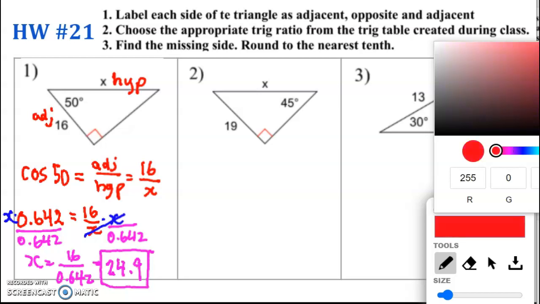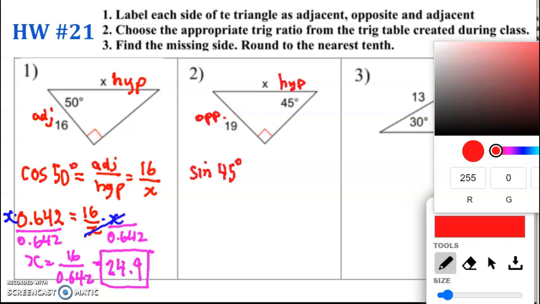Okay, so what are we dealing with? We first need to label. The side opposite the right angle is the hypotenuse. We have a leg here and a leg here. Is this leg adjacent to the angle that we know, or is it opposite the 45-degree angle? It is opposite. So then opposite over hypotenuse. Which is the trig ratio that deals with opposite and hypotenuse? That's going to be sine. So we're dealing with sine of 45 degrees.